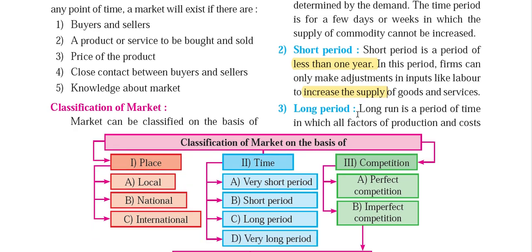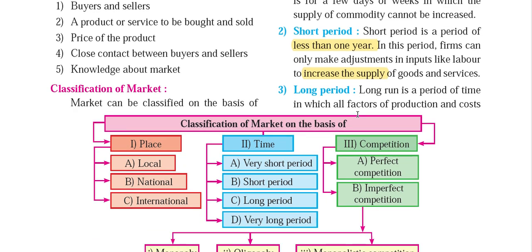And then in long period, since now we can see that from a week and a day the supply could not be increased, but in a short period, in less than 1 year, the supply could be increased from 0 to some amount, like 20%, 30%.